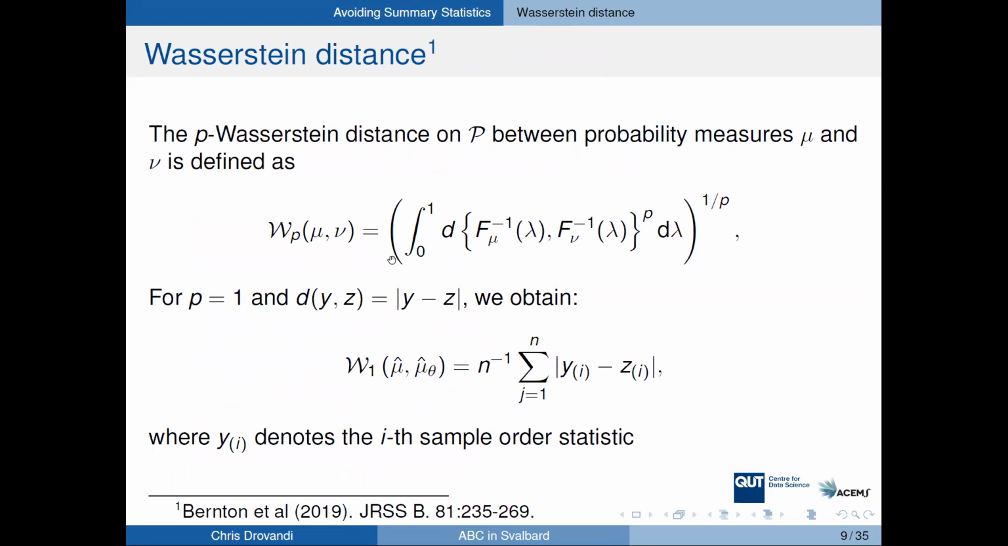Okay, the first one is the Wasserstein distance. It's got this fancy formula over here, but if you make these particular choices, then it essentially involves comparing order statistics. You obtain the order statistics for the simulated data, the order statistics for the observed data, and then you compare them in this way.